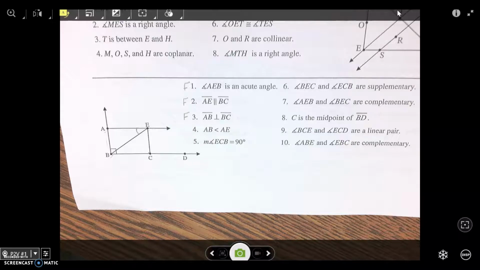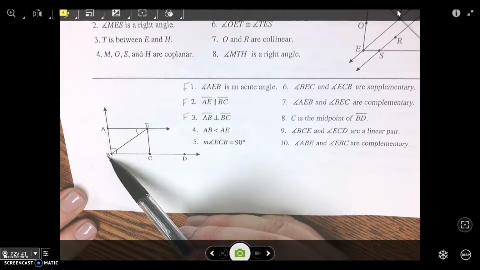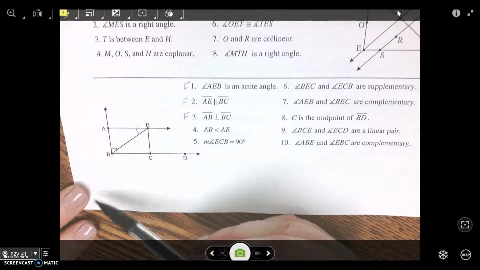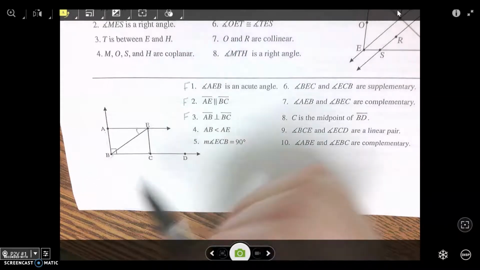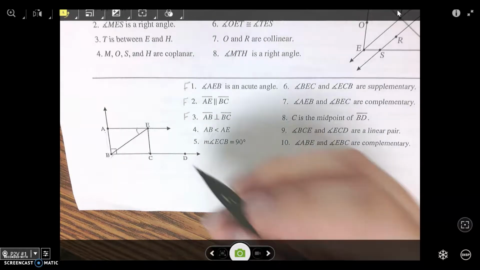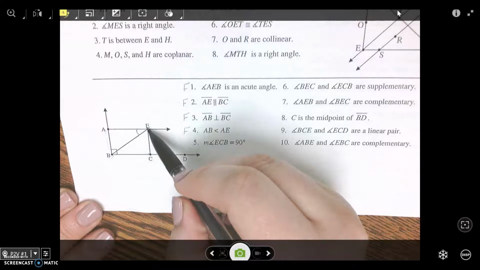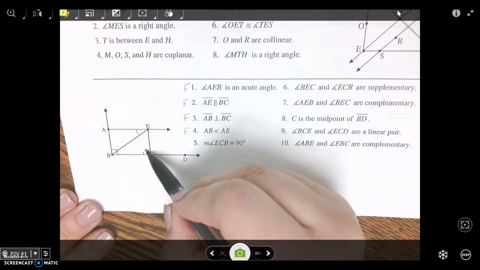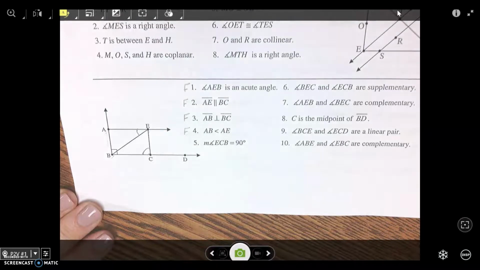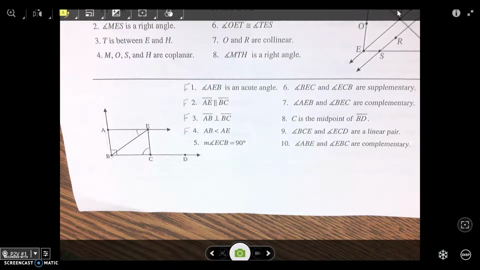AB is less than AE. It looks like it, but like I said, we don't have anything there indicating the length. So I would put false. The measure of angle ECB, which would be here, is 90 degrees. It could be, but we don't know. So false.